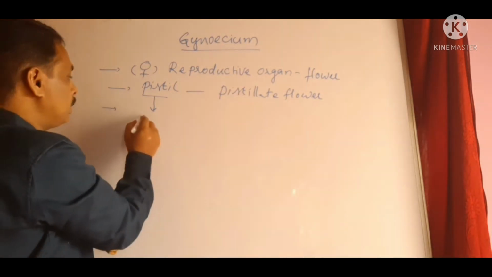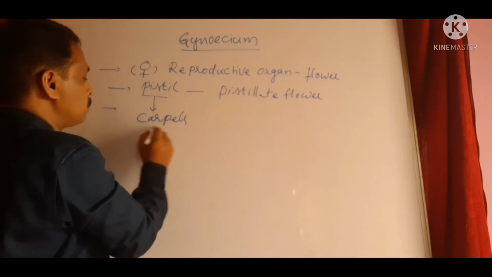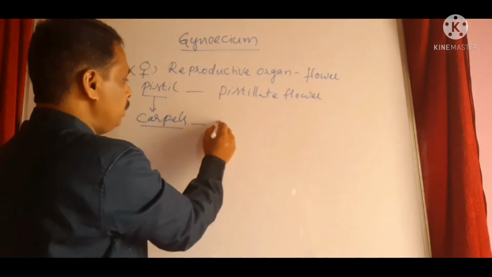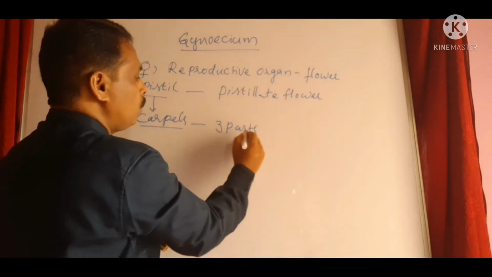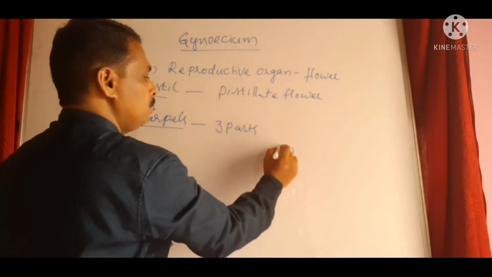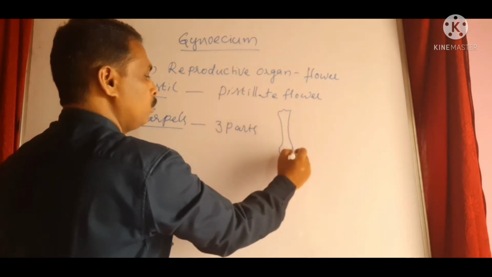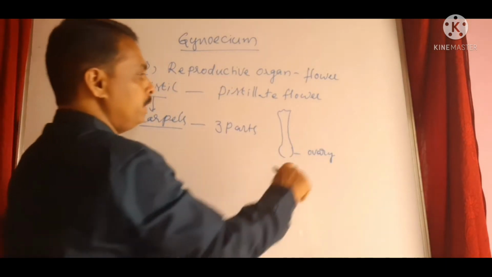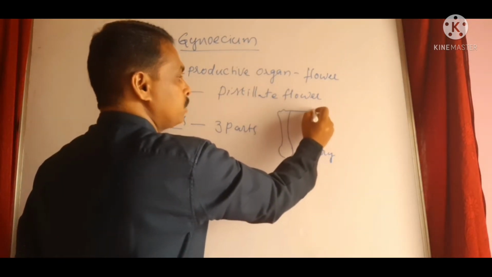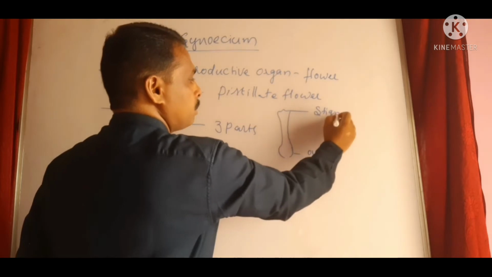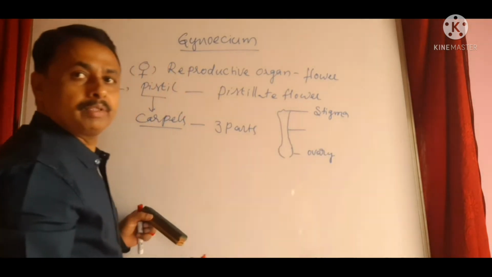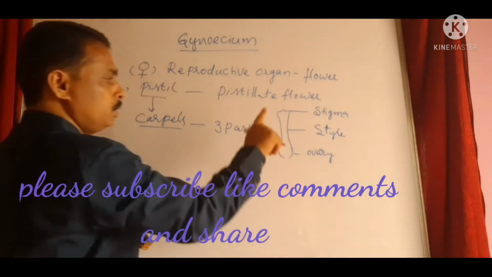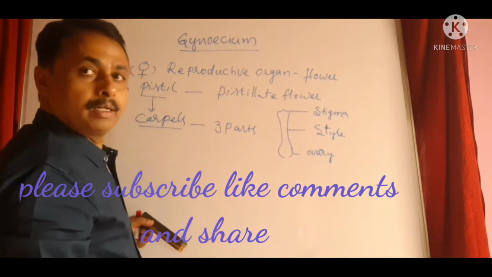Now, this pistil is composed of leaf-like structures which are called carpels. Each carpel has three parts. What are the three parts? The basal swollen part, which is called ovary. Ovary is connected to the receptive part for pollen grains, which is called stigma, through a long slender structure, which is known as style. So these three parts are present in the carpel.